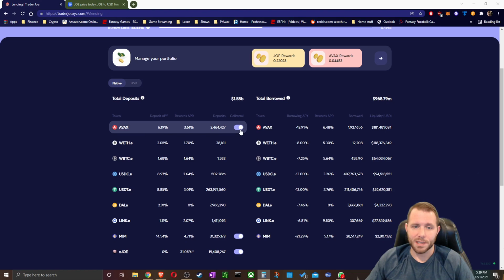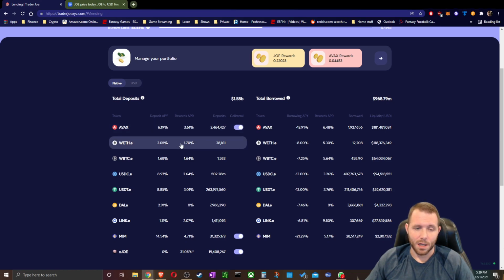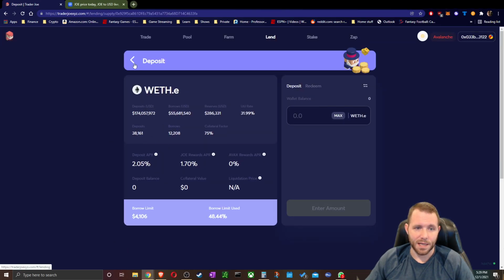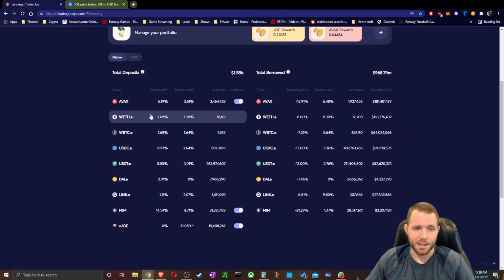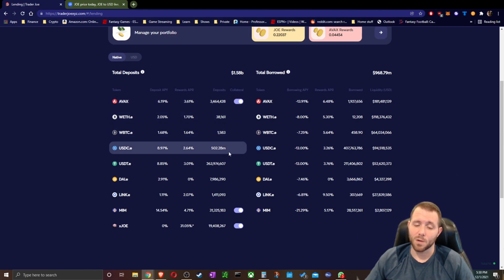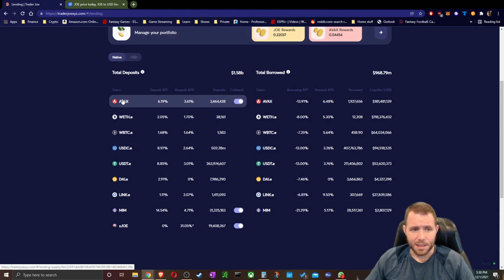So the nice thing about this, there's little toggles here. When you deposit any type of token into one of these pools, a little switch will become active to use it also as collateral. So we'll click on AVAX here to see what happens, because this is what I did.